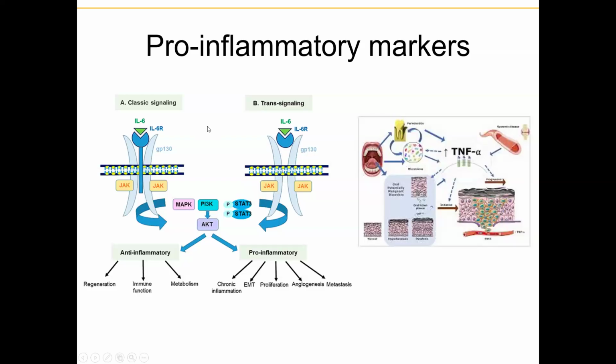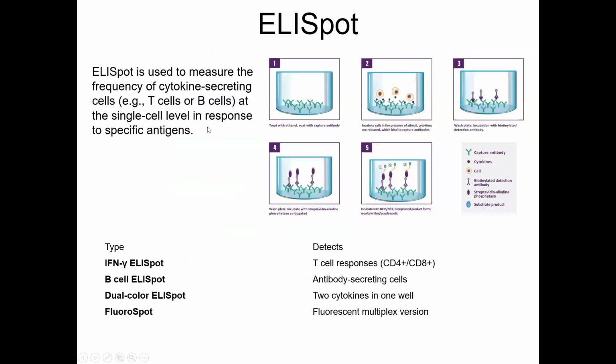Those are termed cytokines, what you learned during the lectures. So how do we detect cytokines? There's a method called ELISpot. It is used to measure the frequency of cytokine-secreting cells, T or B cells, at the single cell level in response to specific antigens. We stimulate using a known antigen. Then known antibodies are coated, and we try to figure out what the secreted cytokines are. Then we can quantify.